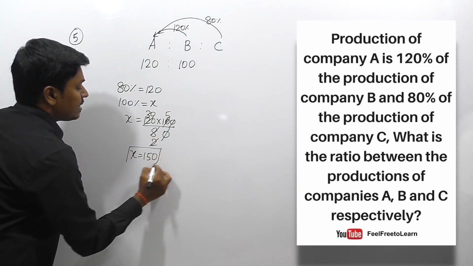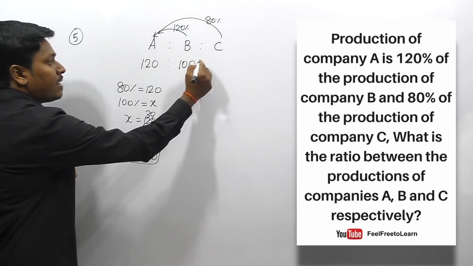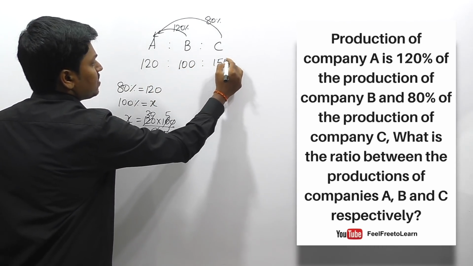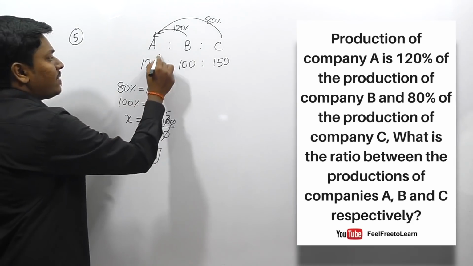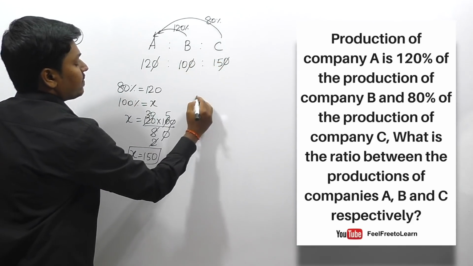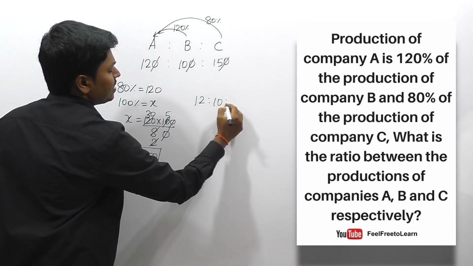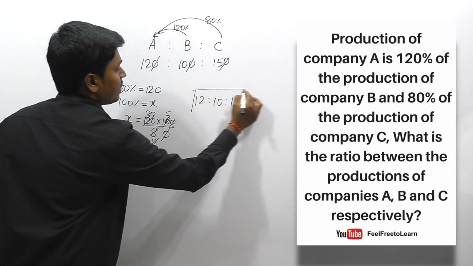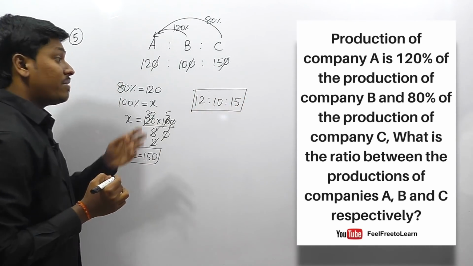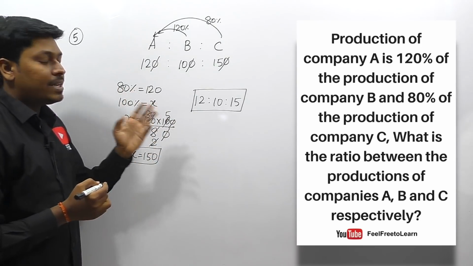So finally we can say that A will be 120, B will be 100 and C will be 150. So now our target is to find the ratio, right? So we can cancel 0, 0, 0. So finally the 3 companies are in a ratio that is 12:10:15. So finally we got an answer for question number 5, that is 12:10:15.